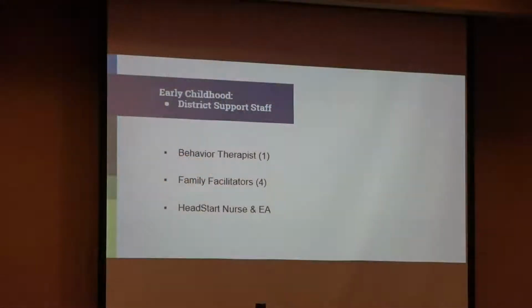And then the district supports with early childhood. We have a behavior therapist who serves all our early childhood sites, and that person works with the teachers, the students, and the families to create behavior plans and behavior supports. Often they might work on referrals to outside agencies to help support that family, because we know if we can support the whole family, we can support the student for better outcomes.